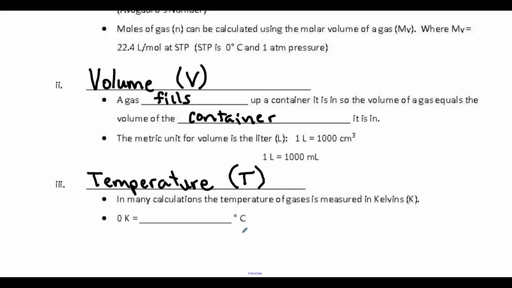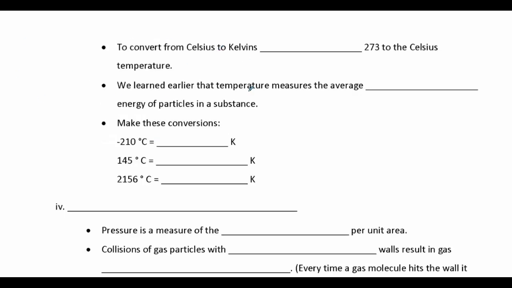So because we're most familiar with degrees Celsius, it's good to know how to get back and forth between the 2 units. So 0 Kelvin, which is known as absolute 0, which was talked about in the last unit a little bit, is equal to negative 273 degrees Celsius. So this equivalency is very important because this is how we're going to get between the 2 different types of units. So to convert from Celsius to Kelvin, what you do is you add 273 to the Celsius temperature.